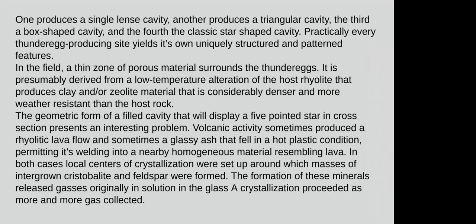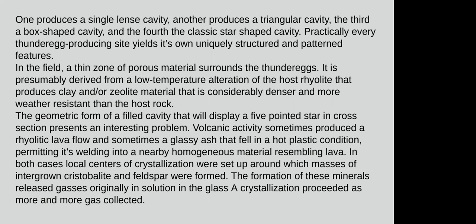One produces a single lens cavity, another produces a triangular cavity, the third a box-shaped cavity, and the fourth the classic star-shaped cavity. Practically every thunder egg producing site yields its own uniquely structured and patterned features. In the field, a thin zone of porous material surrounds the thunder eggs. It is presumably derived from low temperature alteration of the host rhyolite that produces a clay and/or zeolite material that is considerably denser and more weather resistant than the host rock.